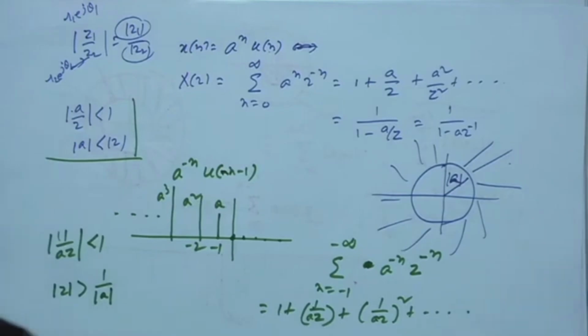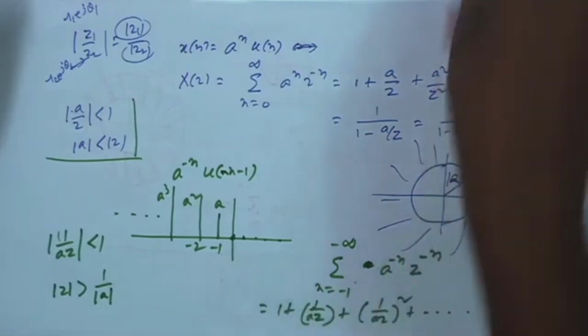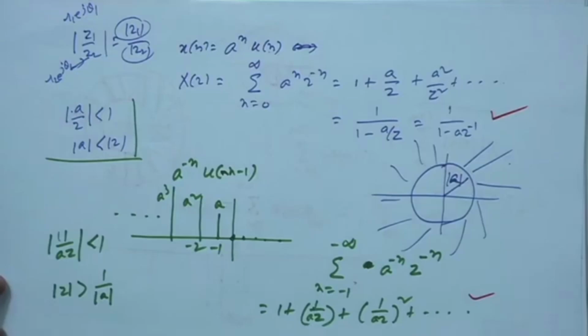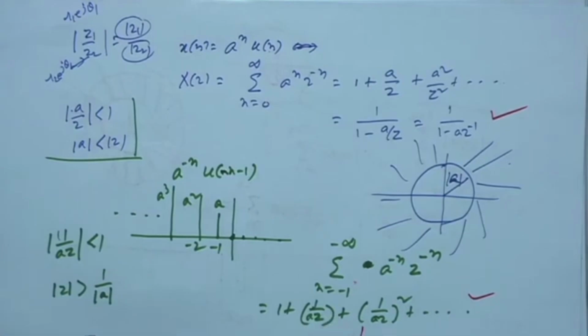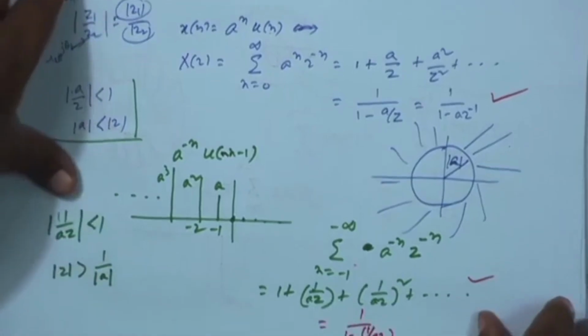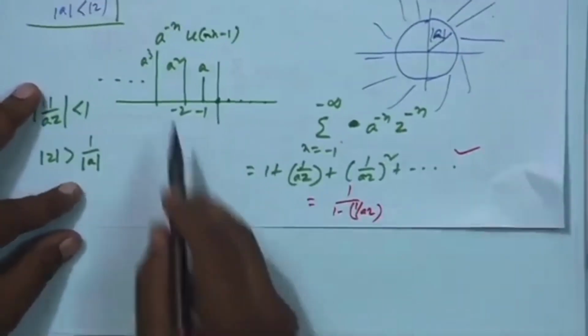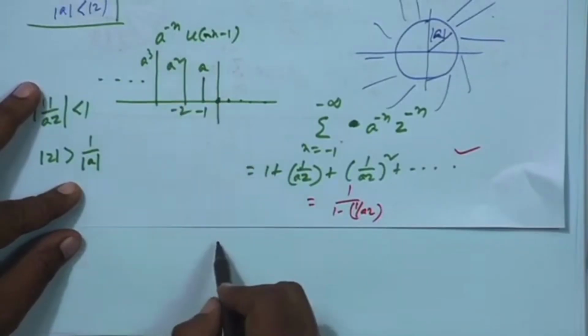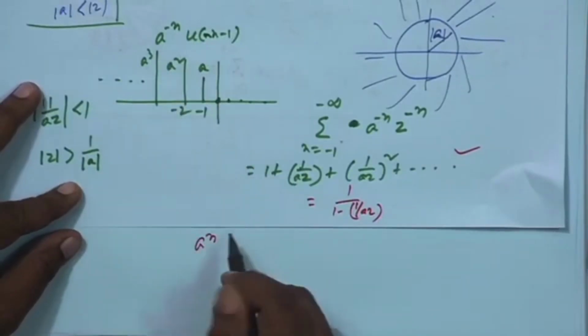I changed the problem a little to make it more convenient. This part is fine, this is also fine, and then it will give rise to, if this happens, 1 by 1 minus 1 by a z. Okay, this is fine, but I will just change the problem a little bit. Instead of a to the power minus n u minus n minus 1, suppose I consider a to the power n.